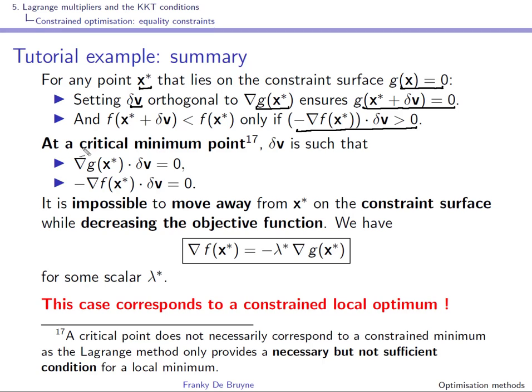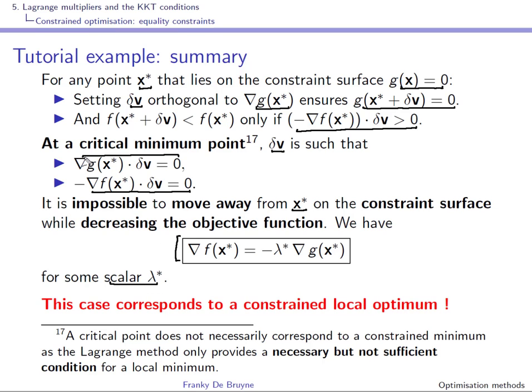At a critical minimum point, the delta v that you select to stay on g(x) = 0 is a delta v that will no longer allow you to decrease the cost, because you have this relation, right? So this is how you say this mathematically. In words, it is impossible to move away from x star on g(x) = 0 while decreasing the objective function. And we have found this relation over here for some lambda star.